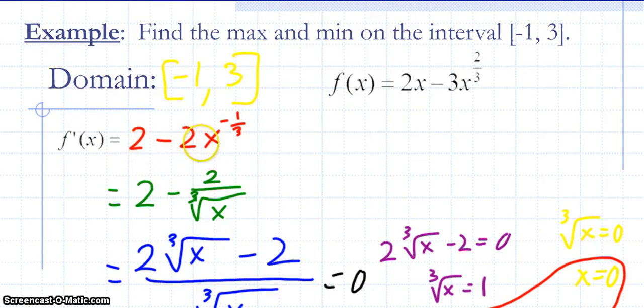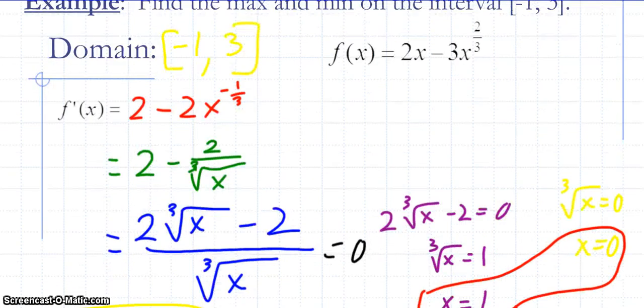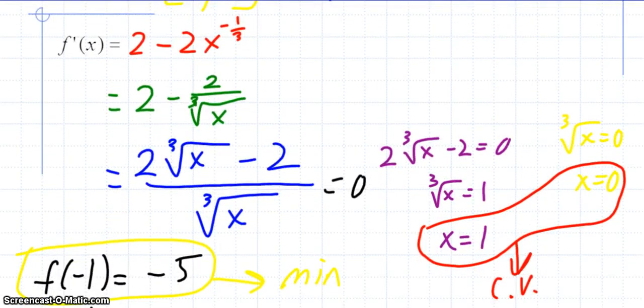So the derivative is 2 minus 2x to the -1/3, which is 2 minus 2 over the cube root of x. Now, I would highly recommend, so that you don't miss critical values, that you take this form of the derivative here and get a common denominator like I did here in the blue. If you don't do that, there's a good chance that you are going to lose out on critical values.